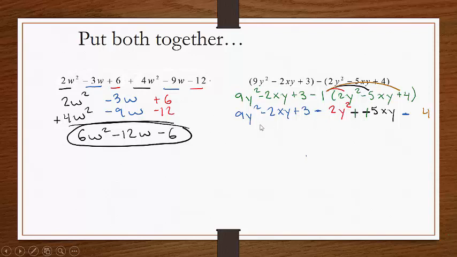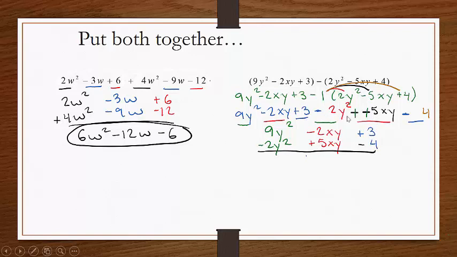And now we're going to underline our like terms. So the 9 and the minus 2, the minus 2 and the positive 5 now, and then the 3 and the minus 4. So we make sure all of our stuff is stacked nice and neatly, and then we go through and do our math. So that one's definitely a lot trickier.